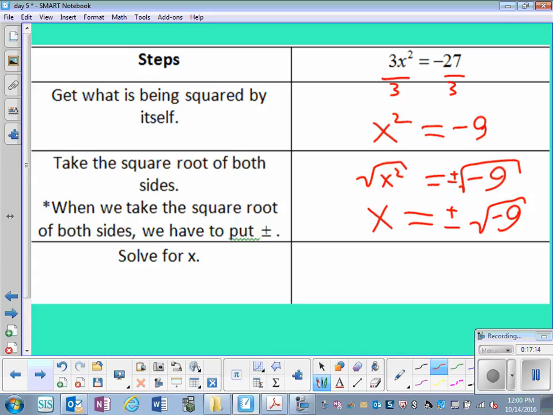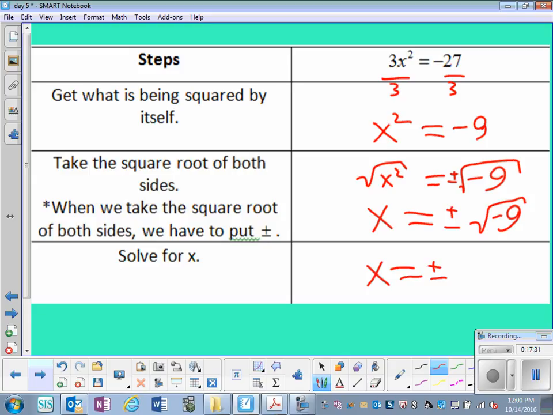Here I don't really need to do much because I already have x by itself. x equals, but I can simplify the radical, right? As we did in the warm-up. What is the square root of -9? How can I simplify that?